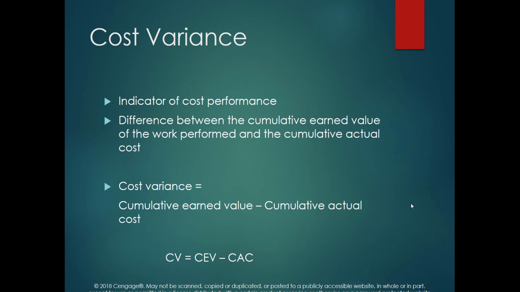Also, we have another performance measure we call cost variance. In the cost variance, we measure the difference between the cumulative earned value and the cumulative actual cost. In the previous one, we were dividing these two, but now we are subtracting. Cumulative earned value minus cumulative actual cost, and we call this the cost variance. If the cost variance is negative, then we have a problem.